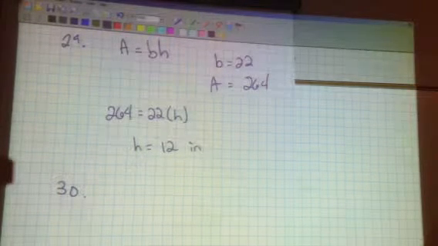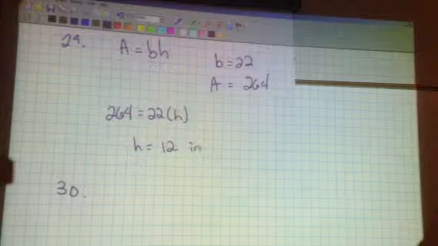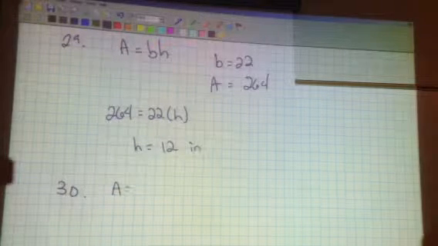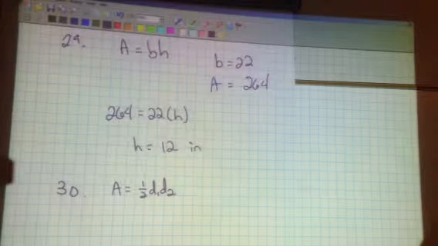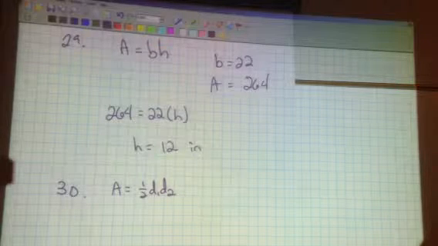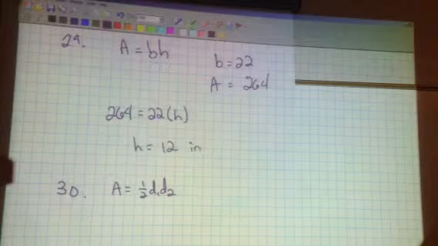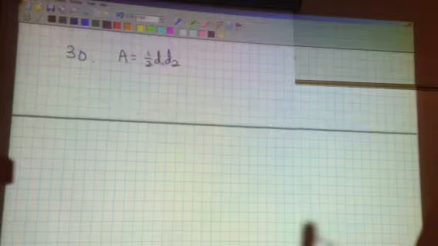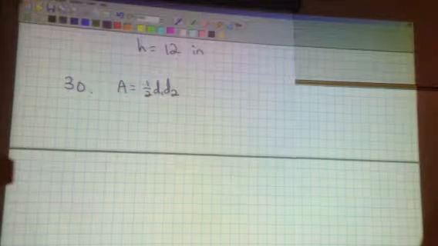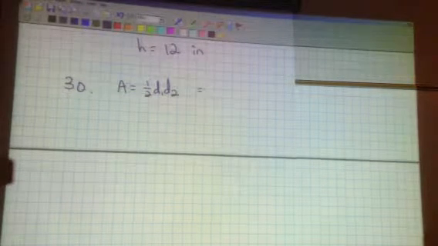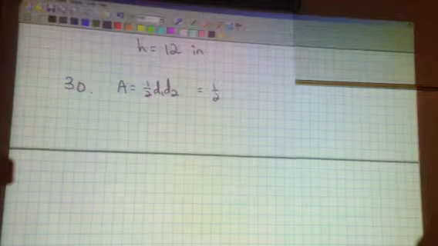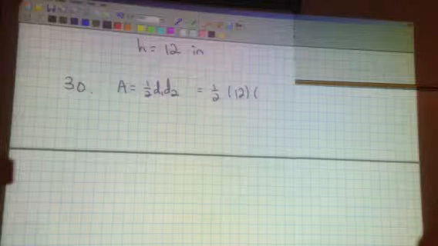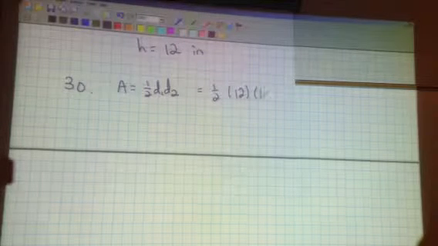30. So now it asks, what is the area of a rhombus? Well, the area of a rhombus, the formula is 1/2 of D1 times D2. So we're going to use this formula here. We're going to plug in 1/2. They give us both the diagonals in this case. So it's going to be 12 times, and then the other diagonal is 18 centimeters.